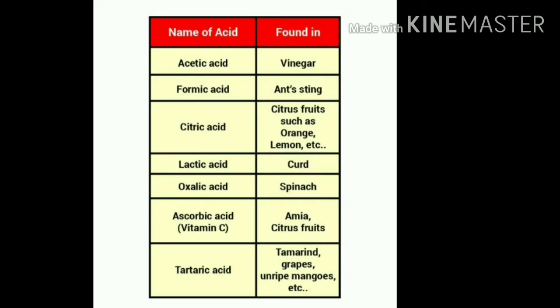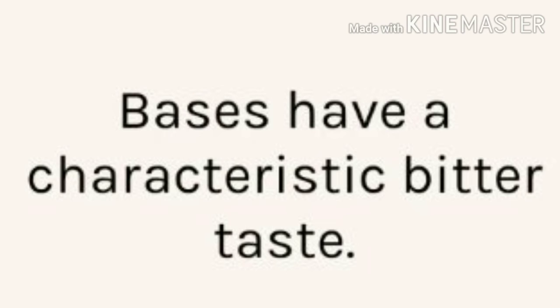Then ascorbic acid is found in citrus fruits. And tartaric acid is found in tamarind, grapes and unripe mangoes. Okay, so in this way you can see how we get different kinds of acids from different food items. All these things we have seen for the acids.